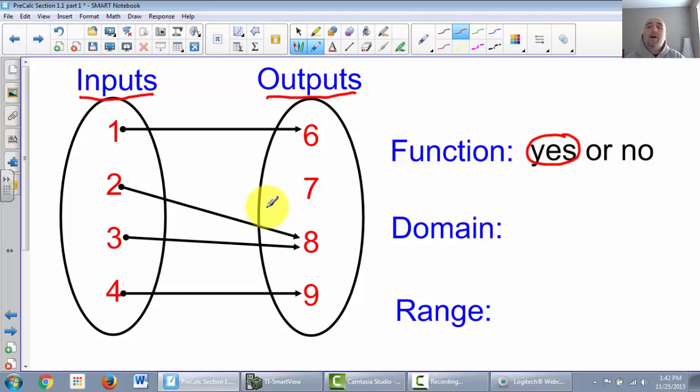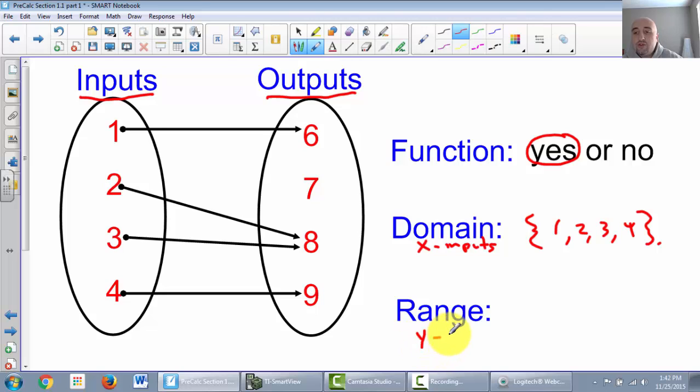Okay. Now we have these two new words called domain and range. Domain are always your x or your inputs. Okay, so what are my inputs? My inputs are 1, 2, 3, and 4. Okay, so there's my set of my inputs.